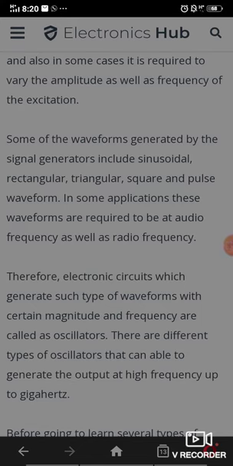Therefore, electronic circuits which generate such types of waveforms with certain magnitude and frequency are called oscillators. There are different types of oscillators that are able to generate the output at high frequency up to gigahertz.